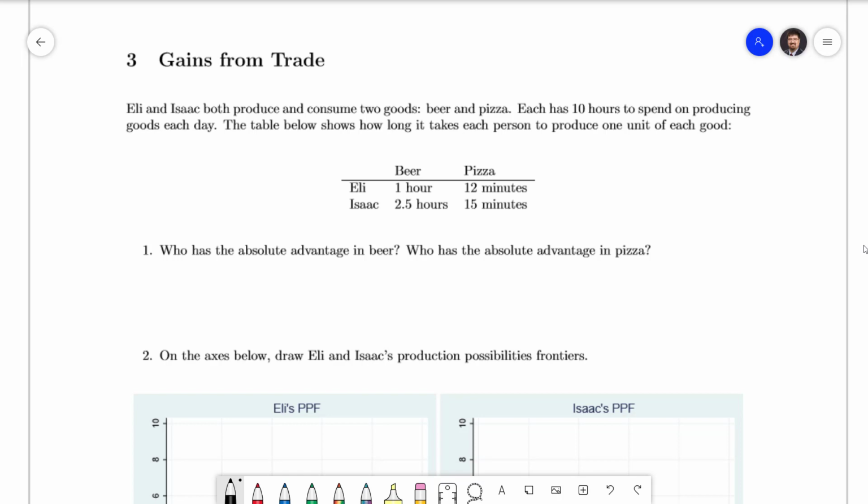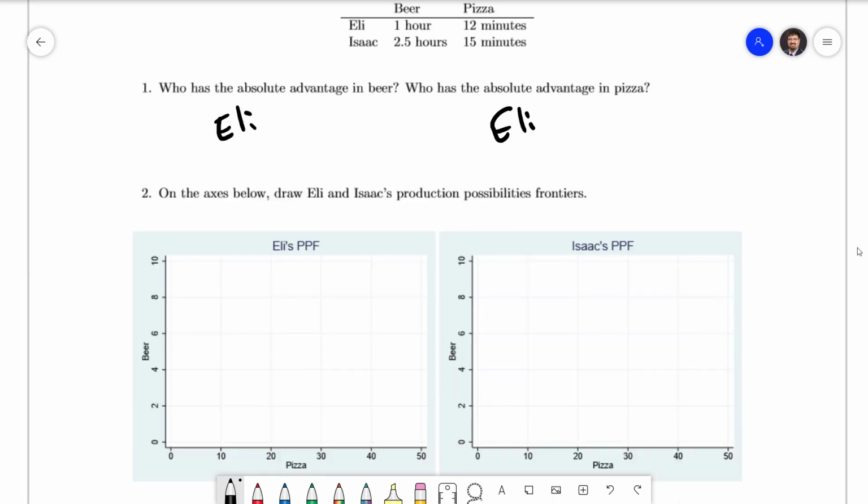First of all, who has the absolute advantage in beer? Eli can make a beer faster, so he has the absolute advantage. Who has the absolute advantage in pizza? Again, Eli can make the pizza faster, so he has the absolute advantage. Next, we're going to draw the PPFs for both of them.